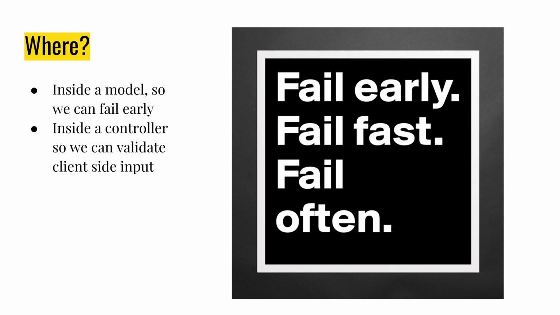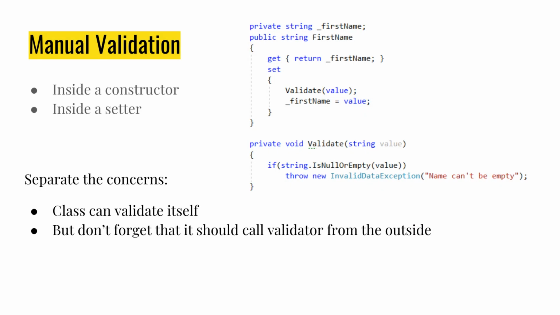So if we want client-side validation, then it should be done in some sort of a controller. Manual validation is done through a setter or through a constructor. In this case, when we set first name, we will first validate it. And if it's invalid, and in this case it's as simple as checking if value is not null or empty, we will throw an exception that data is invalid, and we will say name cannot be empty.